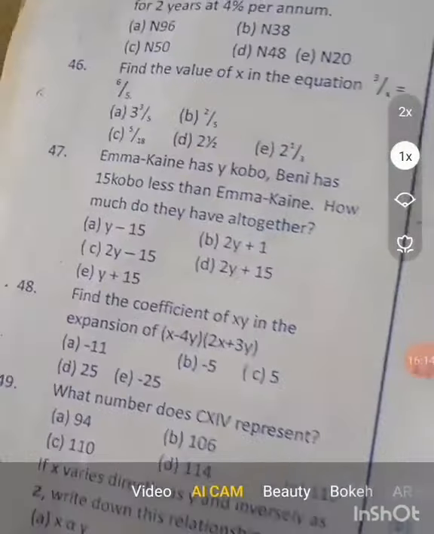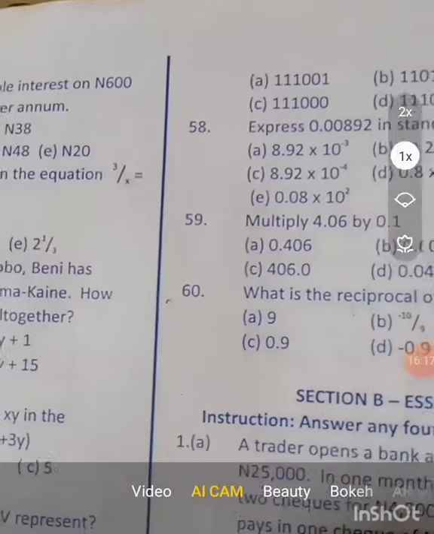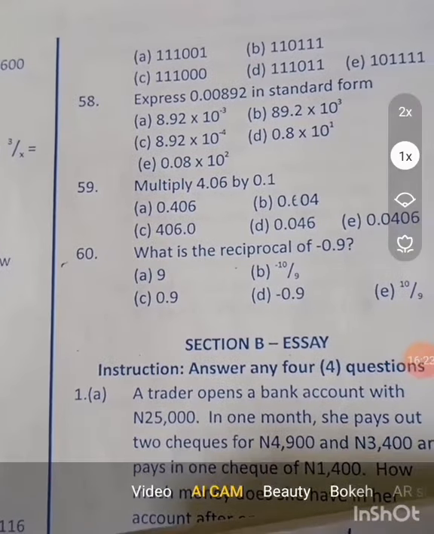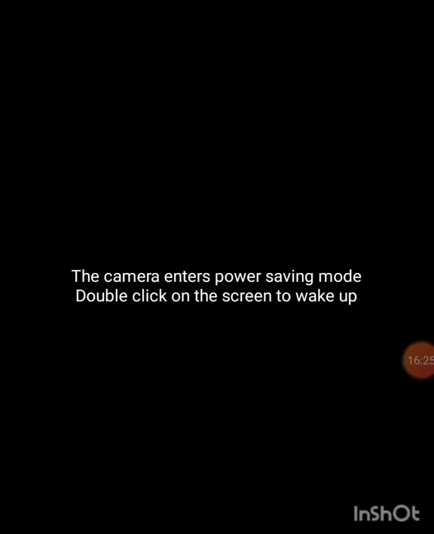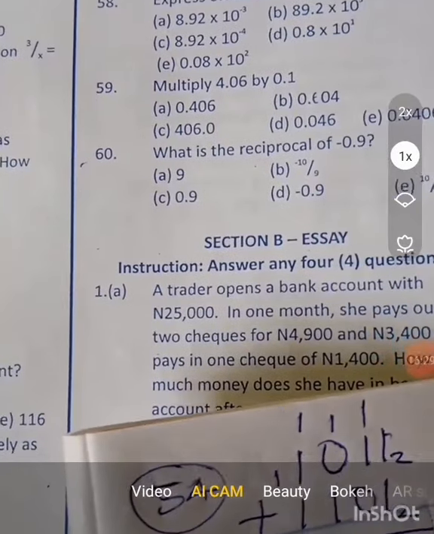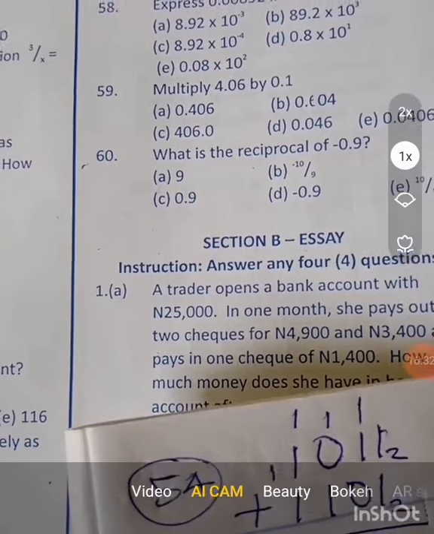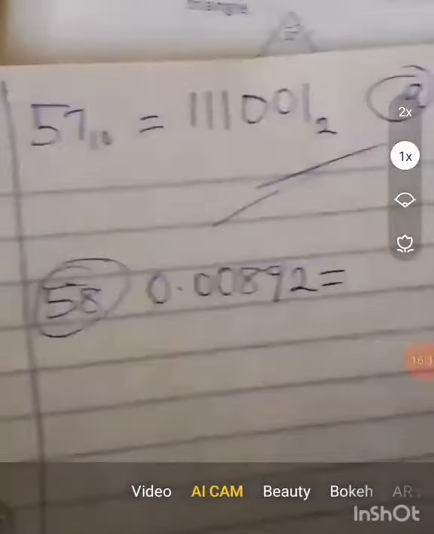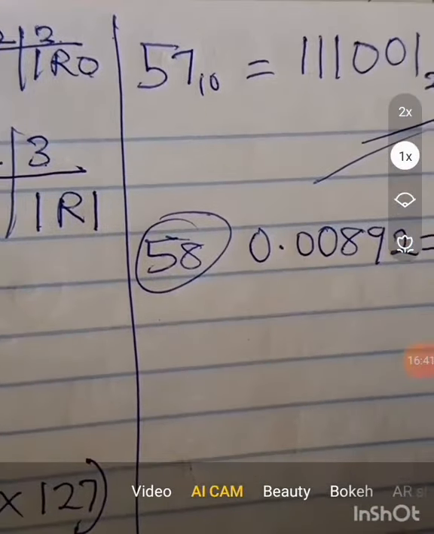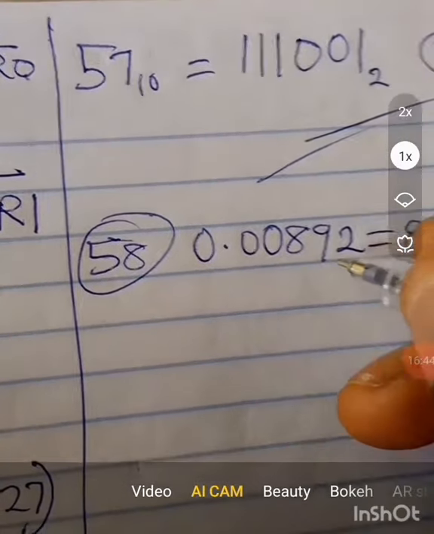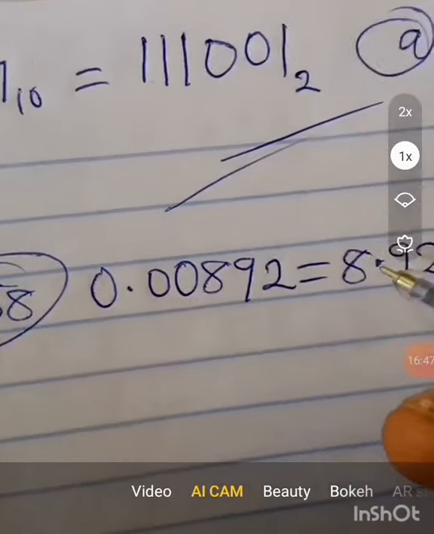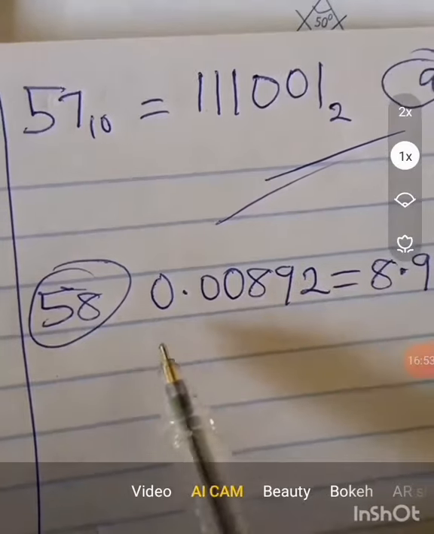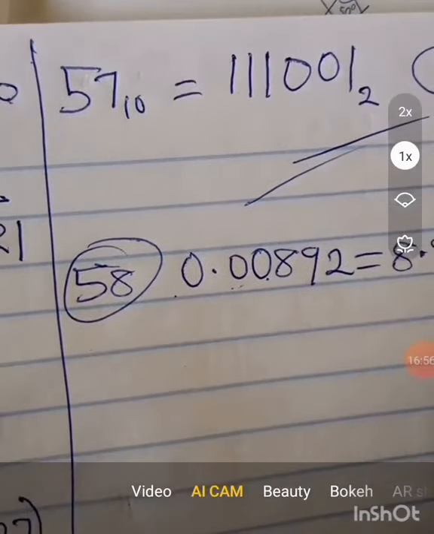Question number 58 says, express 0.00892 in standard form. So 0.00892 in standard form will just be, I've told you before, just write the real number, 8.92. That is 892, so you just write 892, put a decimal point between the first and the second number. Now times 10 raised to negative, you count 1 2 3. So raised to negative 3. So we have the answer.